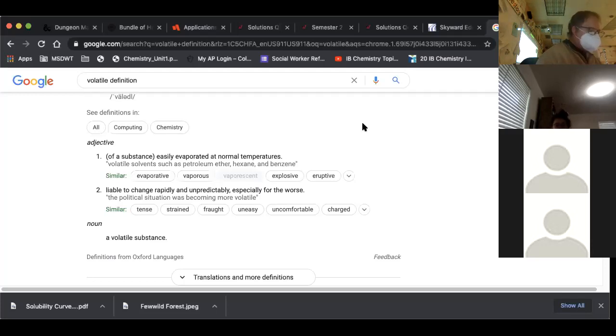6 on 26. Describe how you would prepare an aqueous solution of 1.25 lowercase m. That's not molarity, that's molality, right?